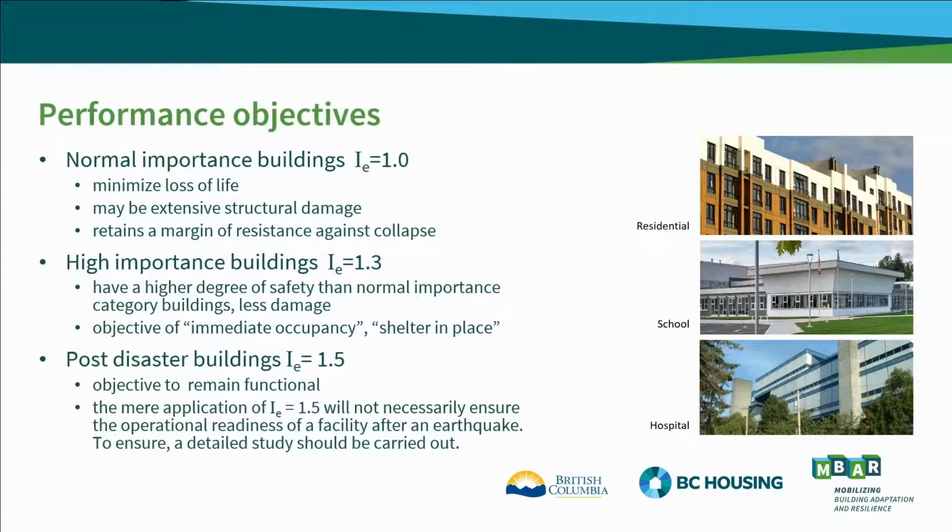So back to some of the performance objectives for the three groups of buildings. So again, in the normal performance buildings, it'll minimize loss of life and extensive structural damage, but it retains a margin of resistance against collapse. The higher importance buildings, a higher degree of safety and less damage. The objective being immediate occupancy, or the ability to shelter in place after the earthquake. And post-disaster buildings with an objective to remain functional.